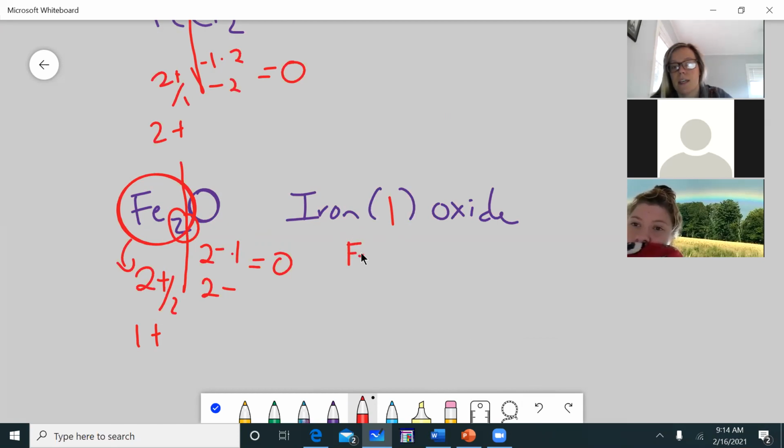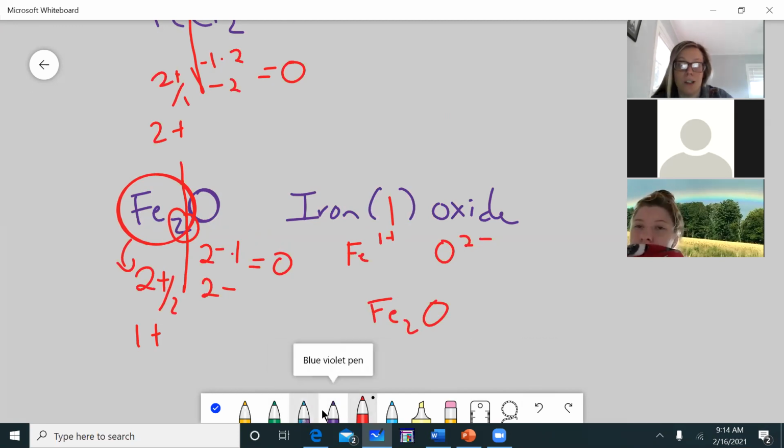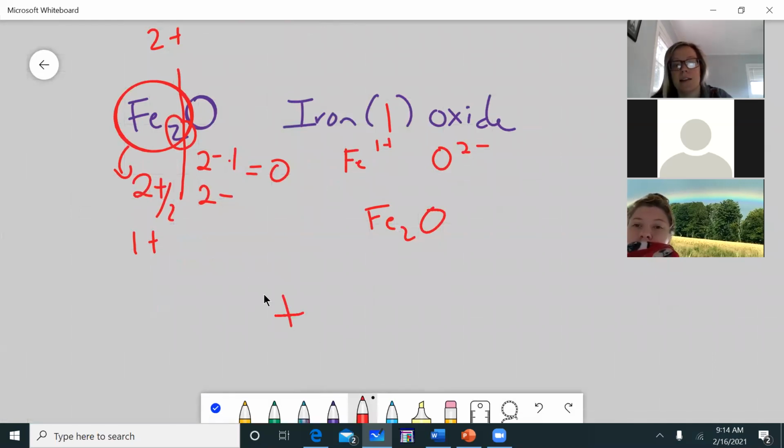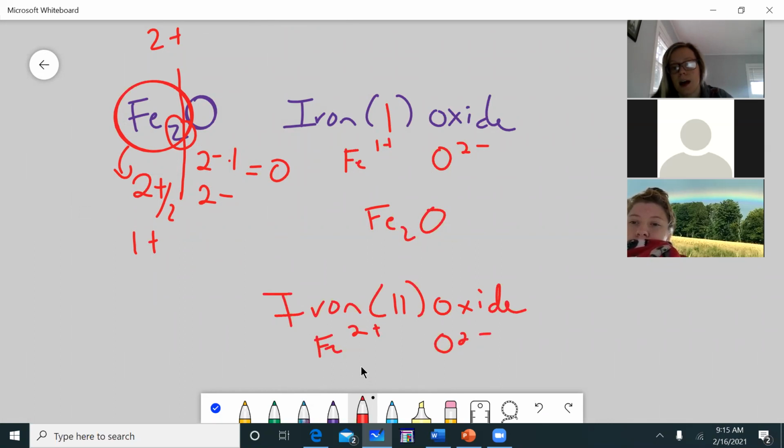Go back and check: Fe with a 1 plus charge, oxygen with a 2 minus, flip-flop, Fe2O. That is the same formula. You may be thinking, well, I think it's iron 2. I think you're wrong. Well, let's do iron 2 and see if that works. If you had said instead iron 2 oxide, that would be Fe with a 2 plus, O with a 2 minus, flip-flop, we get FeO. Is this the same formula as this? No, doesn't work. So you go from what you do know to get what you don't know.